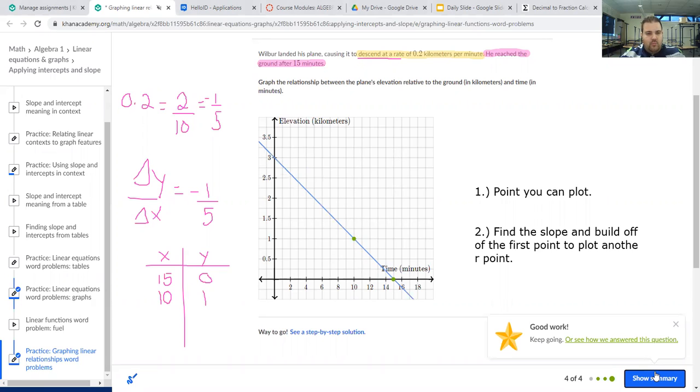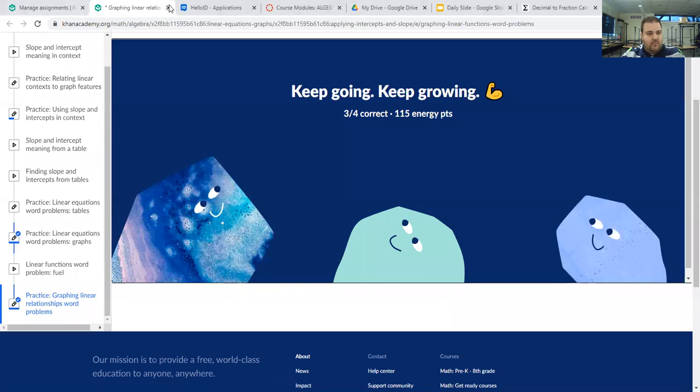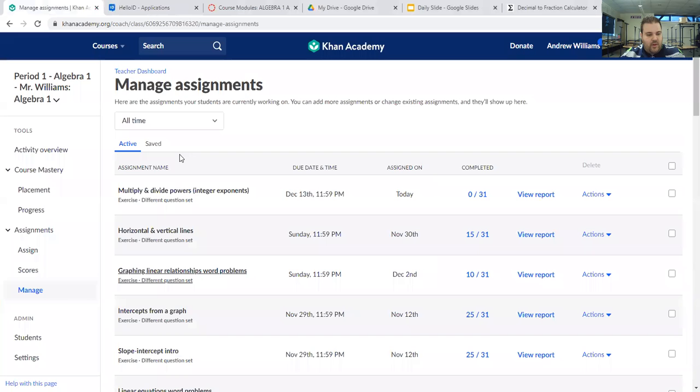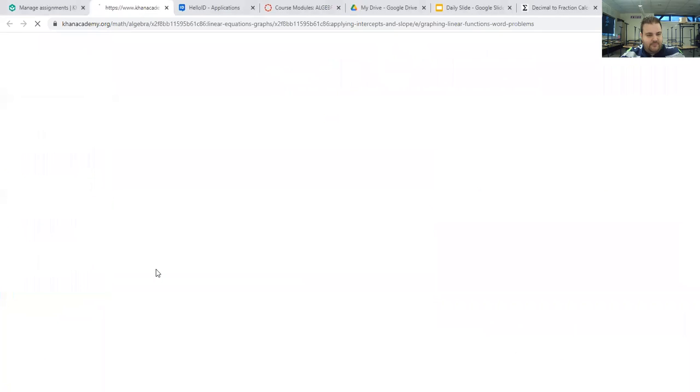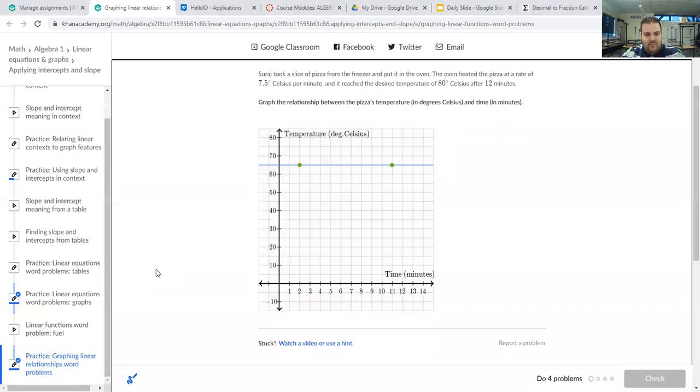I am going to do one more. So let me real quickly clear off, even the instructions I had there. We're going to start from a fresh screen here. Let me go back to my assigned assignments. Let's just do one more because I like to do as many problems as I force my students to do.